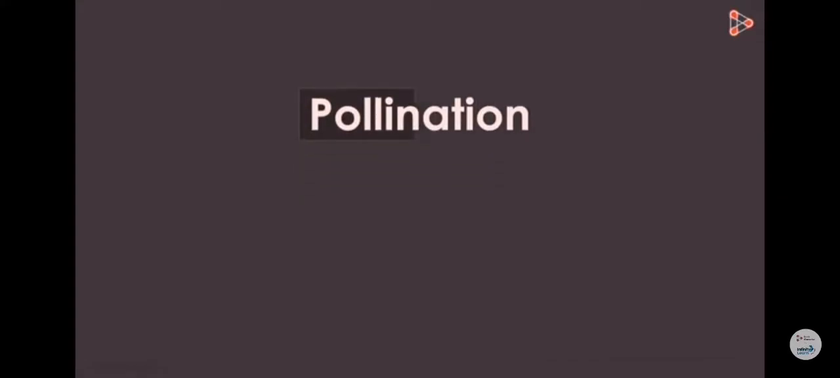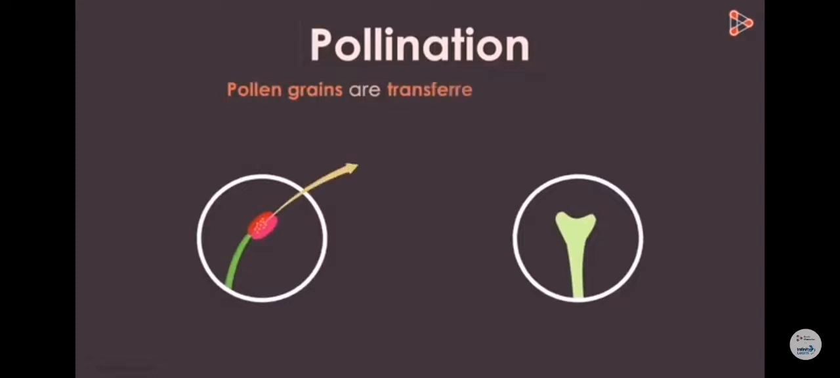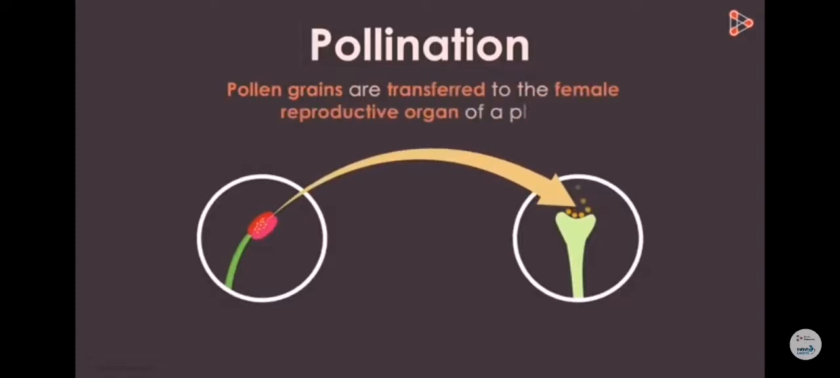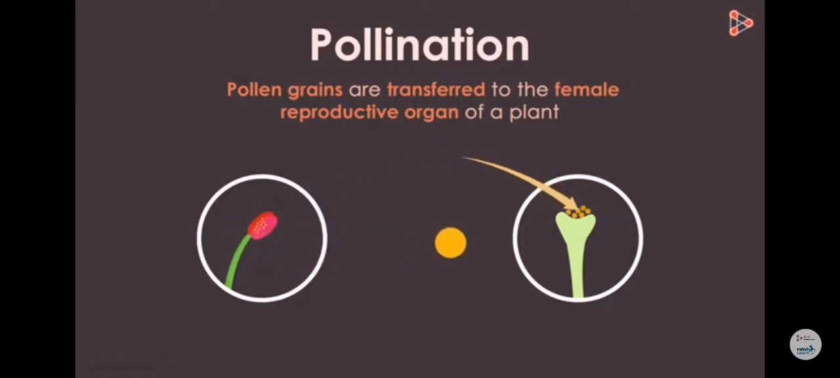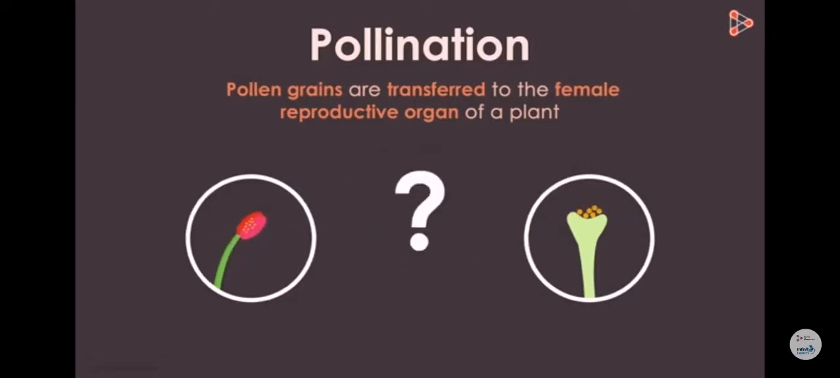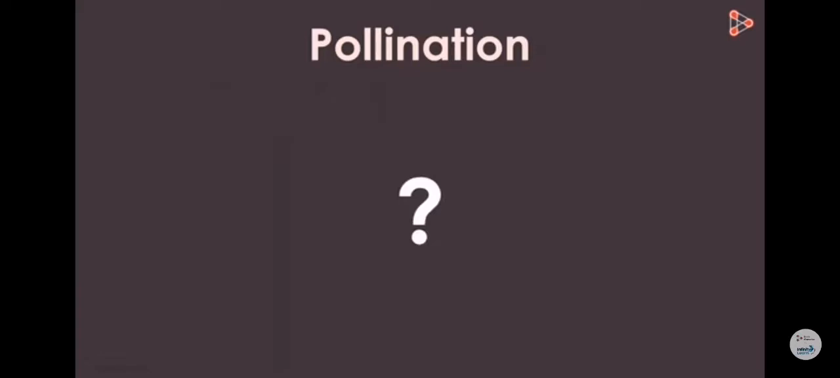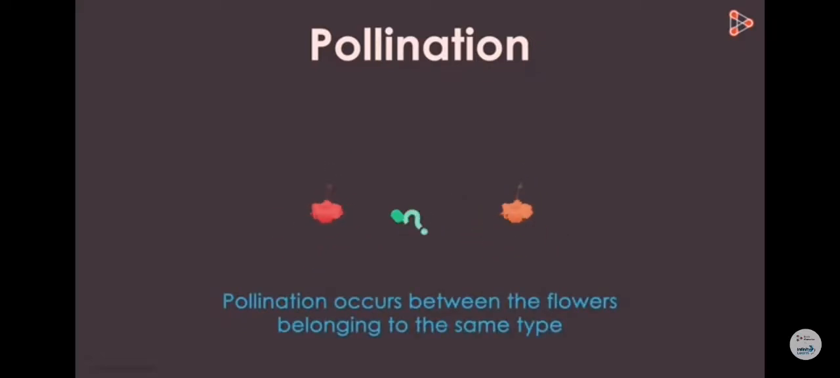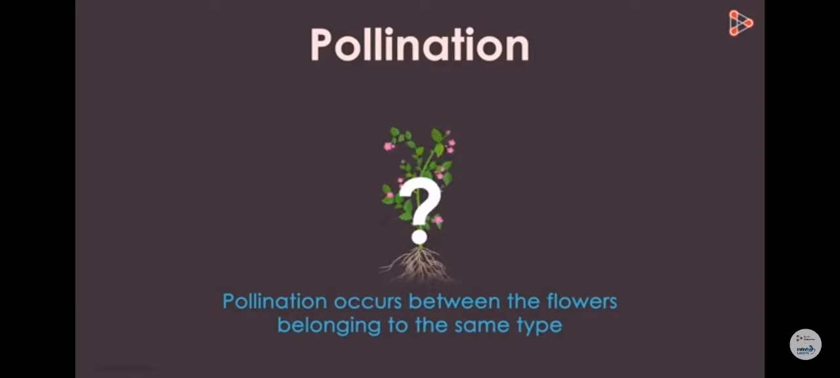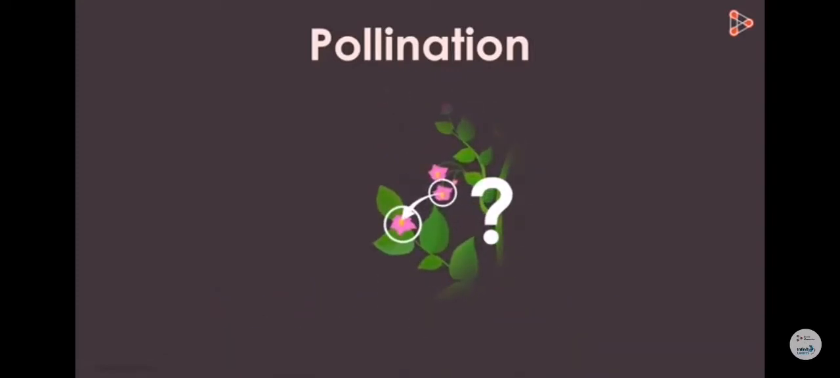Now getting back to the process, the first step is that of pollination. It is the process by which pollen grains are transferred to the female reproductive organs of a plant. In other words, pollen from the anther are transferred to the stigma. Does this process occur only between two flowers of the same type? Yes, that is correct. Pollination occurs between the flowers belonging to the same type. And does that mean pollination occurs only between two flowers born on the same plant?